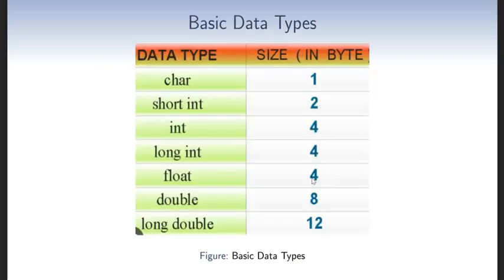The basic data types have specific memory sizes. For character, it contains 1 byte of data. For short int, 2 bytes of memory will be allocated. For integer, 4 bytes. For long int, 4 bytes. For float, 4 bytes. For double, 8 bytes. For long double, 12 bytes of memory will be allocated.